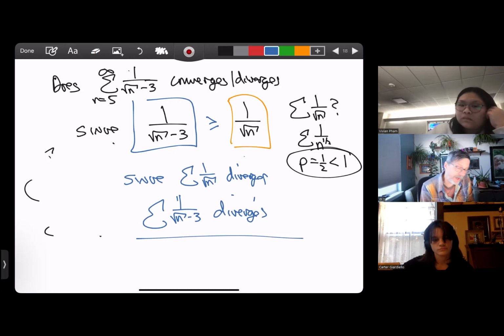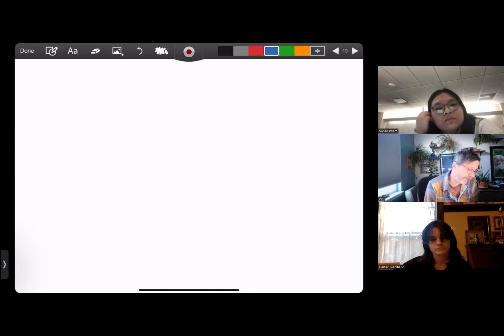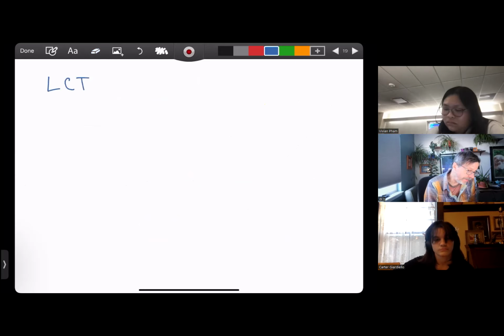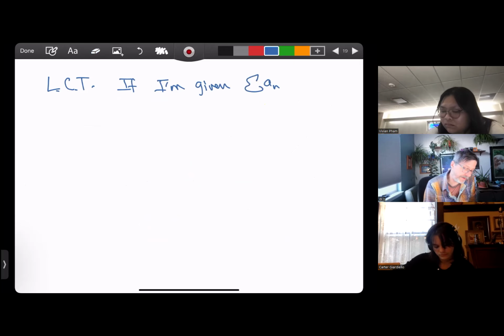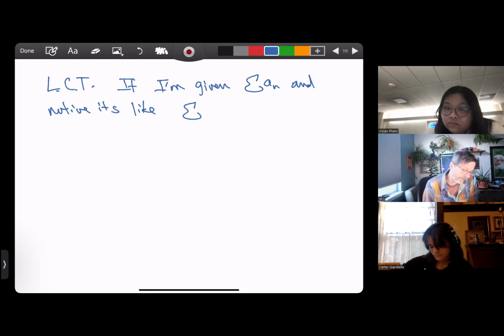What we did spend time on was the limit comparison test, and this is the one you're asking about, Lou. So the LCT, limit comparison test, says that if I'm given, I'll write this a little differently than I did in class, I'm given this series and I want to decide convergence or divergence, and notice it's like this series.